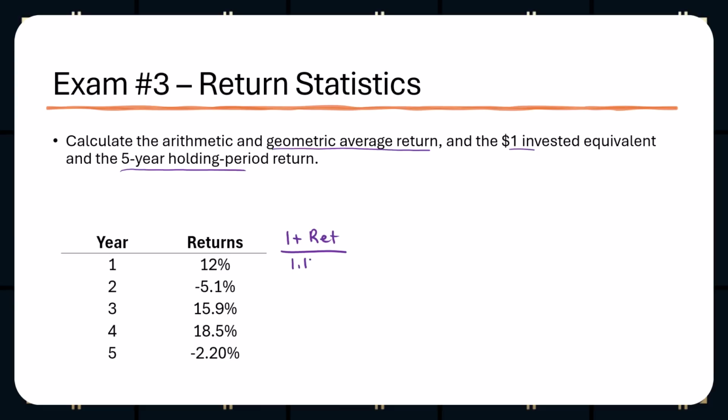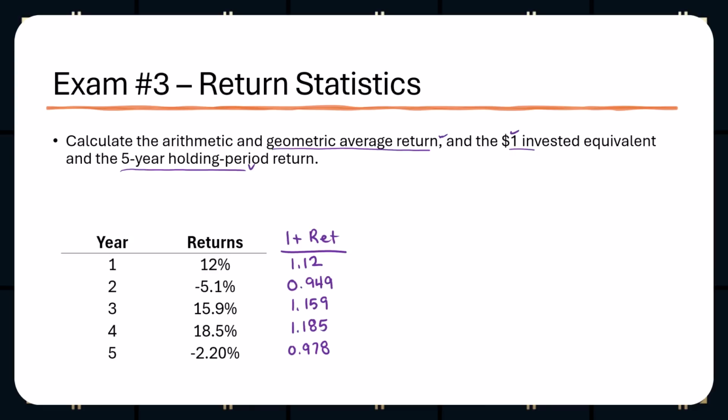So I get 1.12, I get 0.949, I get 1.159, I get 1.185, and I get 0.978. So all I did was add the value of 1 to each one of those returns to calculate this column. Again, why did we do that? We did that so that we can find these three statistical measures, which are really, really important when we're talking about return statistics.